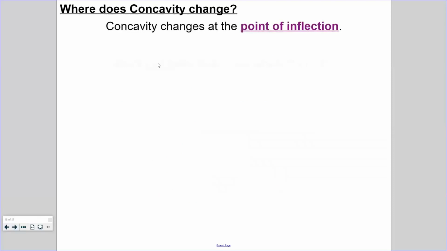So concavity changes at what is called points of inflection, or concavity changes at the point of inflection. And the point of inflection happens when the second derivative is equal to 0. So you can think of it as the points of inflection are the critical numbers of the second derivative. So to find points of inflection, we set the second derivative equal to 0, solve for x, boom. Use those points of inflection to create intervals, and figure out what intervals are concave up versus concave down. So pretty much the same process as increasing and decreasing, just with the second derivative.